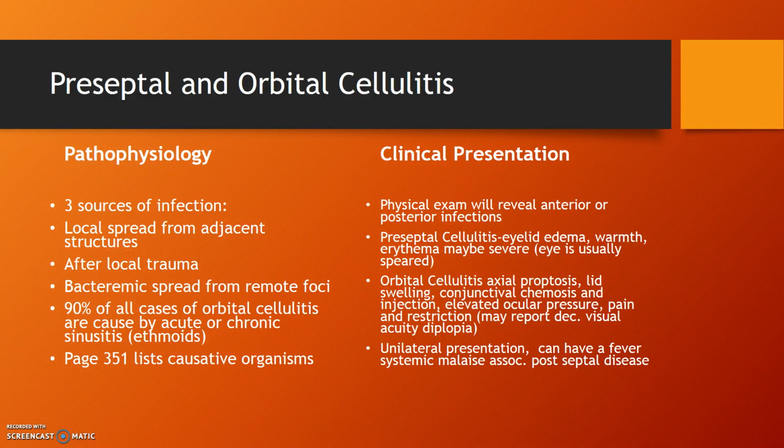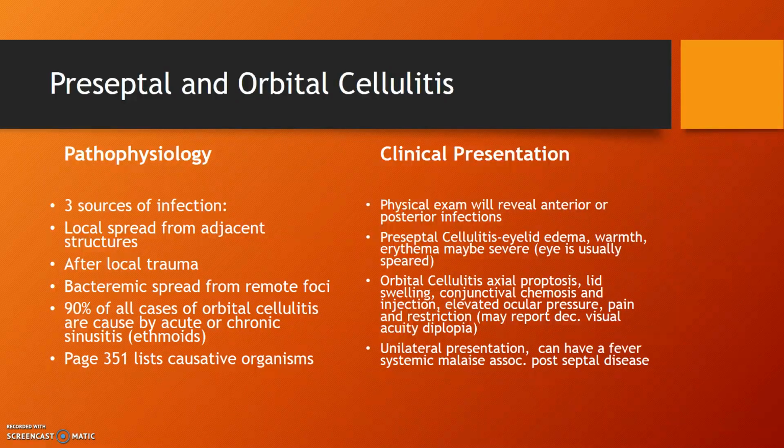The clinical presentation of cellulitis: the physical exam will reveal the characteristics of either anterior or posterior. In preseptal cellulitis, the patient usually presents with unilateral eyelid edema, warmth, and erythema, and it may be severe like in the previous photo. However, the eyeball itself is usually spared. And that's a cue and a clue also.